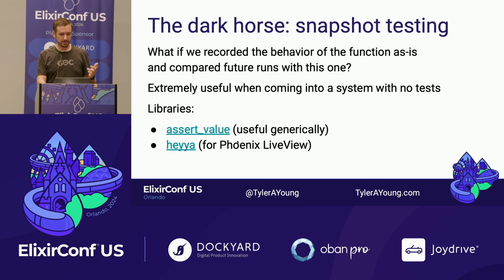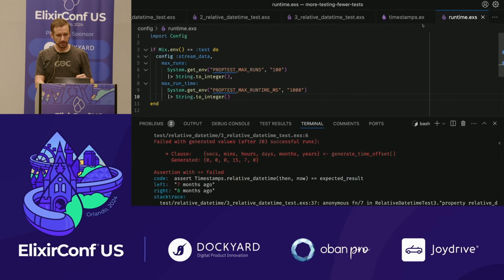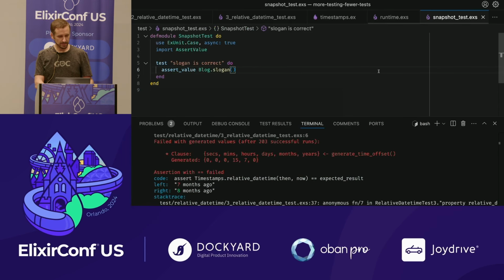A couple of libraries are available in Elixir: assert value is kind of the generic one, and heya is specifically for LiveView. There are also two philosophies on this. One is that the snapshot testing library should modify your source code for you, and the other is that it should just save the result to a separate file that it can check later. Again, either's fine, kind of just a preference thing. So let's look at a snapshot test.